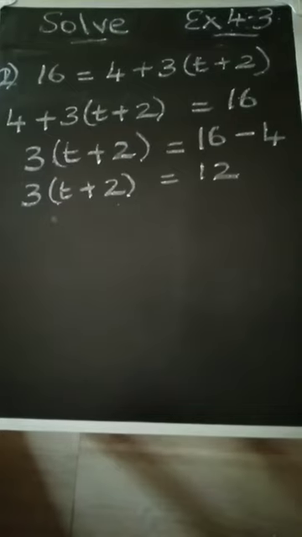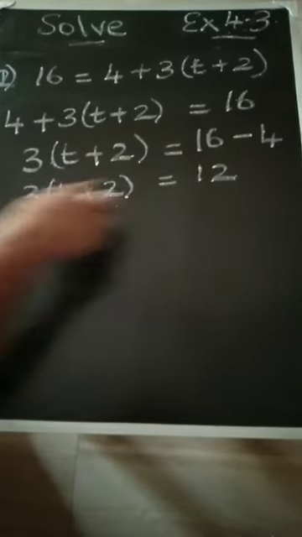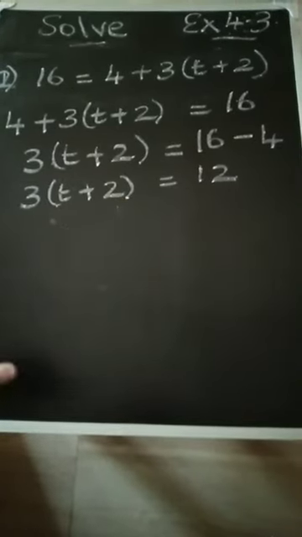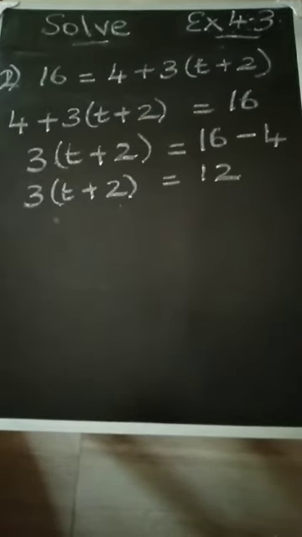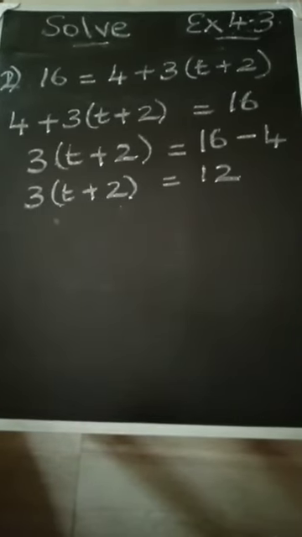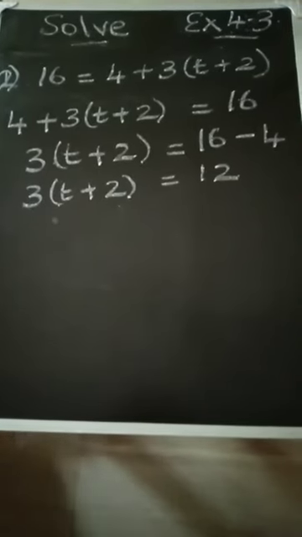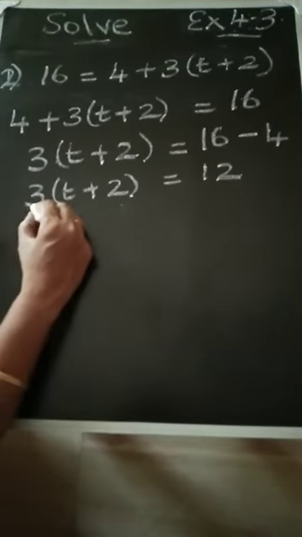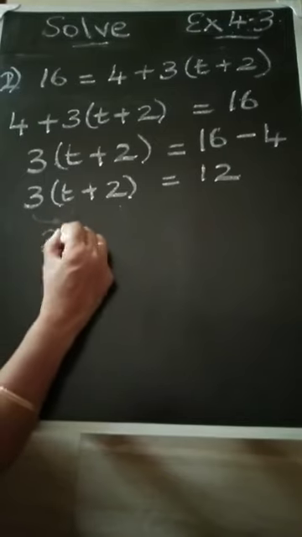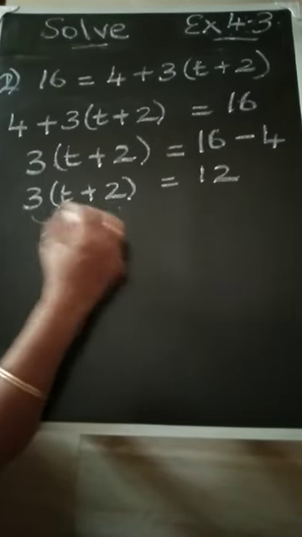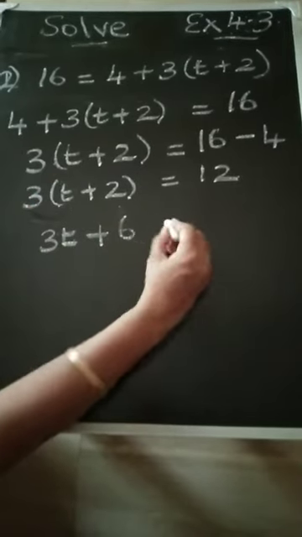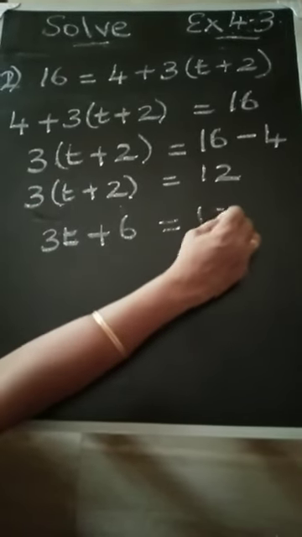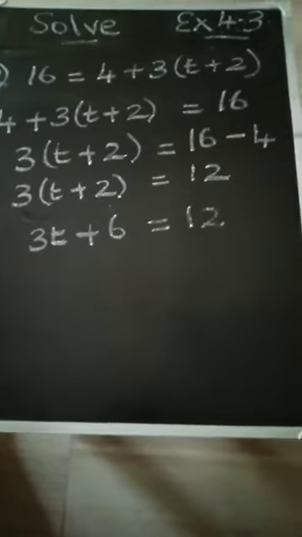Now, here you are multiplying 3 with the brackets t plus 2 is equal to 12. So I taught you, you can take this 3 to the other side. Here it is multiplied. When it goes to the other side, it will get divided. That is the way I taught you for the previous sum. Now, I am going to teach you another method of opening the brackets and solving. Okay. Now, 3 into t, 3t, plus 3 into 2, 6, is equal to 12. So this way also you can solve.